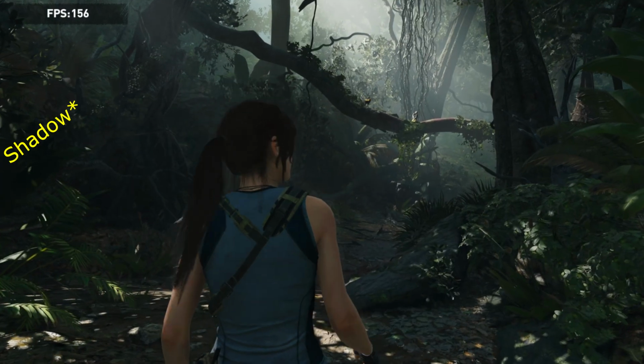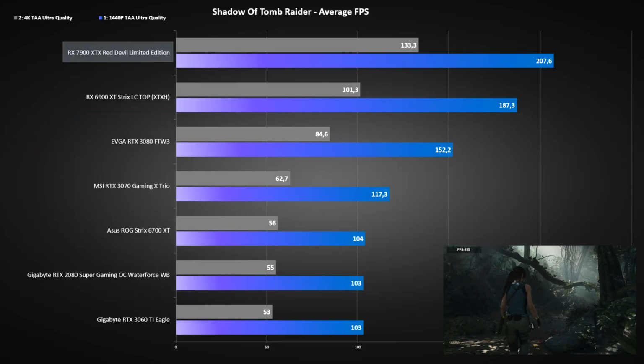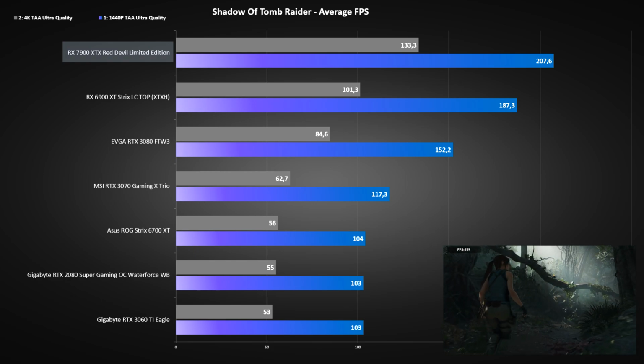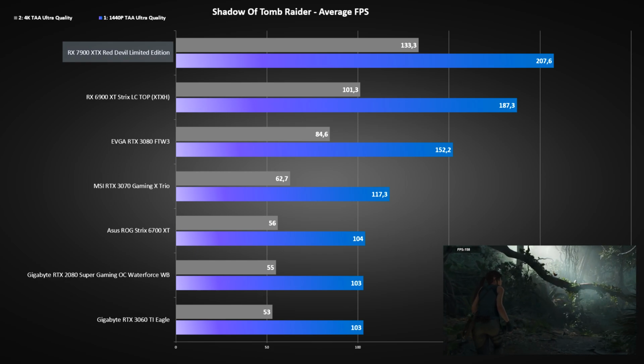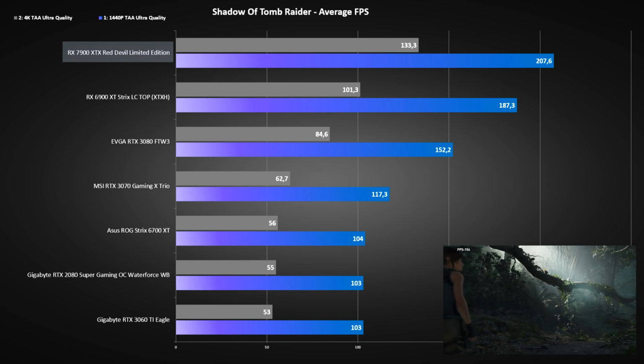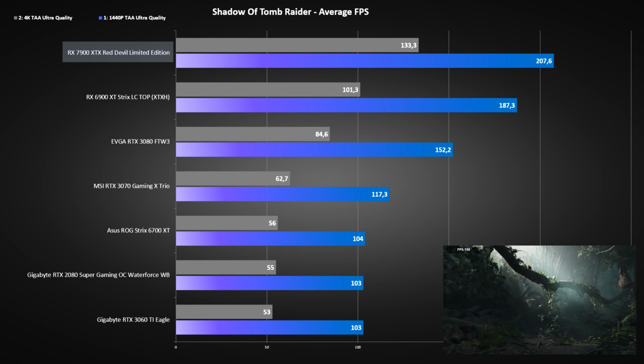And now, let's take a look at the gaming performance. In Shadow of the Tomb Raider, while running at max settings without ray tracing, the card is running at over 200 FPS at 1440p and 133 at 4K resolution. That is really, really good.